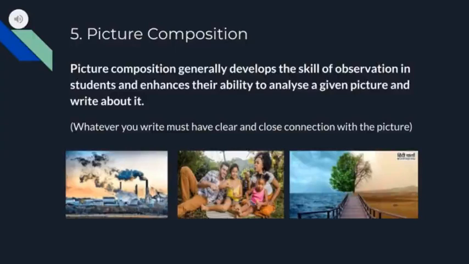When you write a picture composition, you may do one of these things. You may write a story on the picture, write a description of the things that you see in the picture, write an account of the ideas and feelings that the picture shows you. And whatever you write must spring out of the picture. It must have a clear and close connection with the picture.